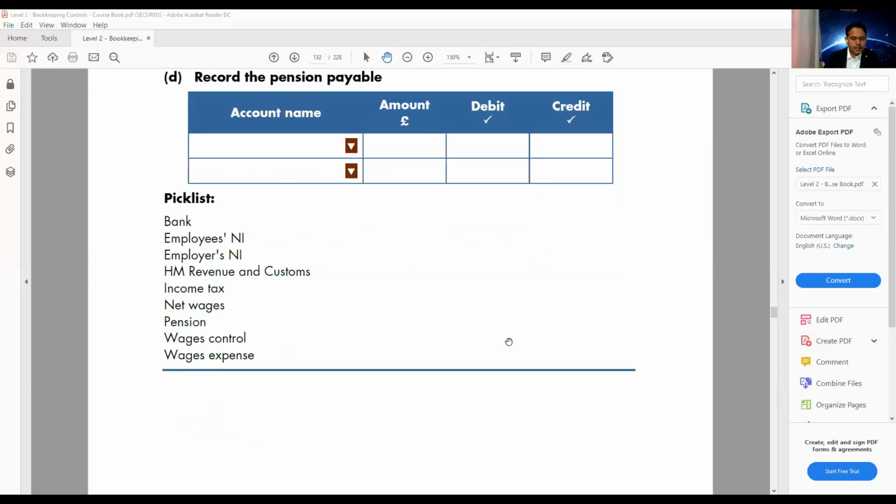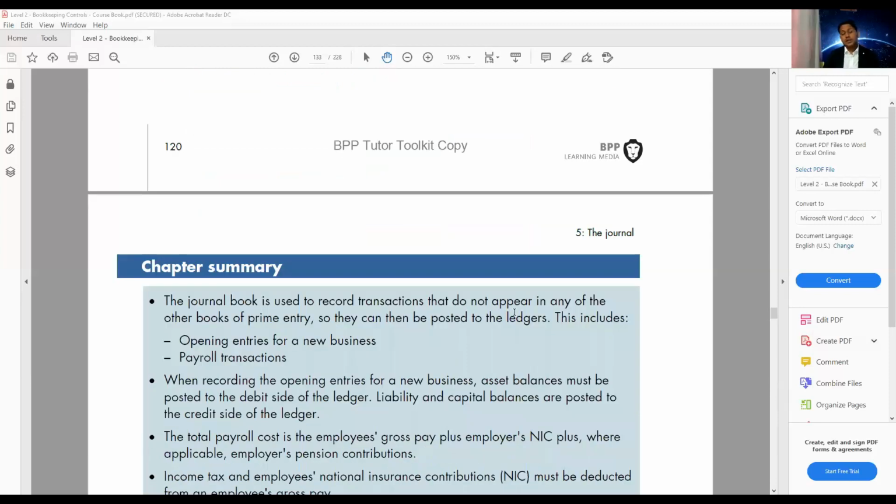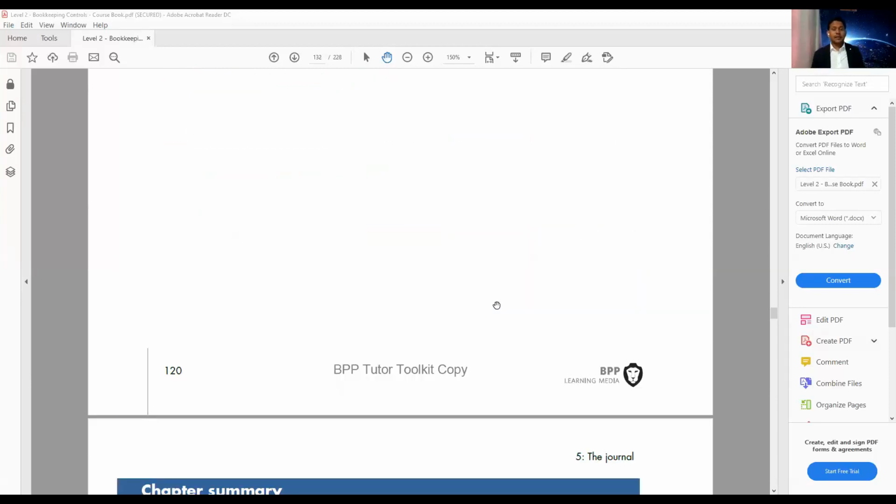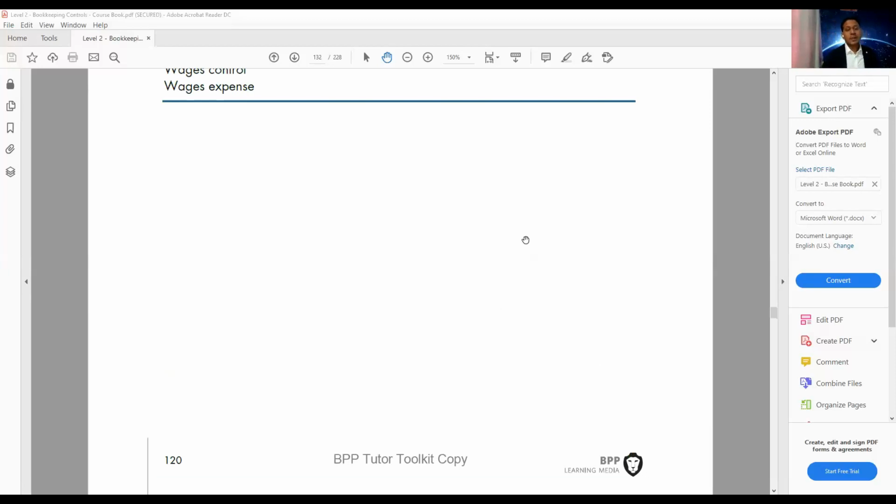Is there anything else we have? No, this is the end of the chapter. You see that we don't have much here. If you know the journals, these 4 journals I have written down for you with items, which item will come for which journal. If you know that, it's not difficult.